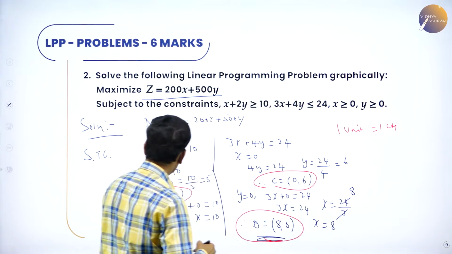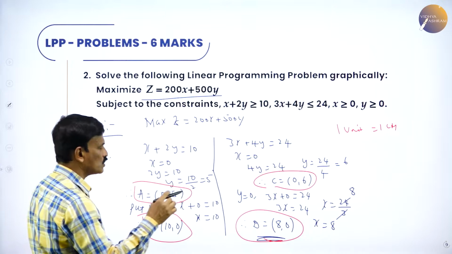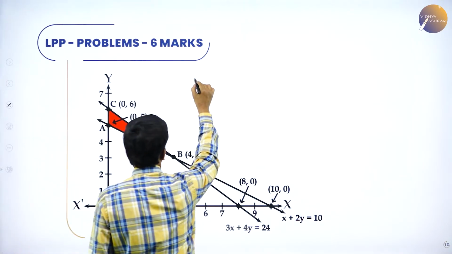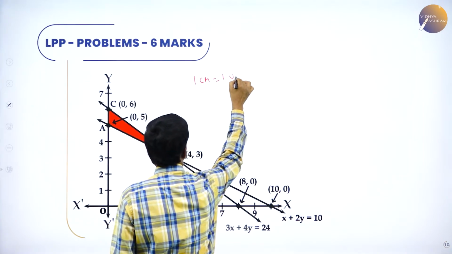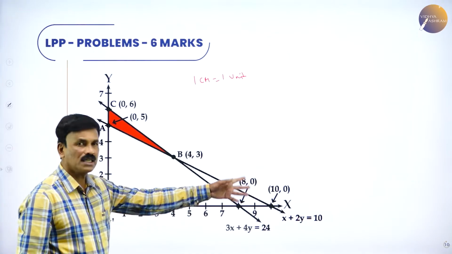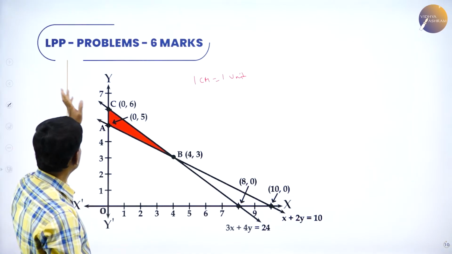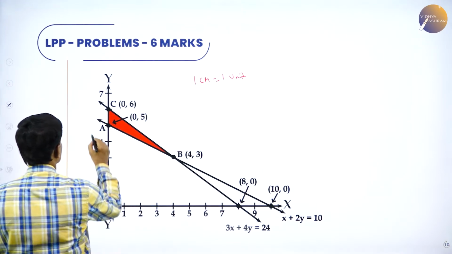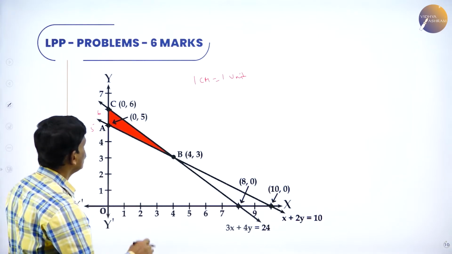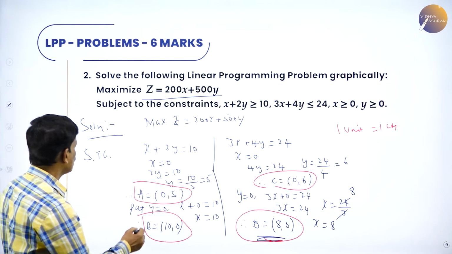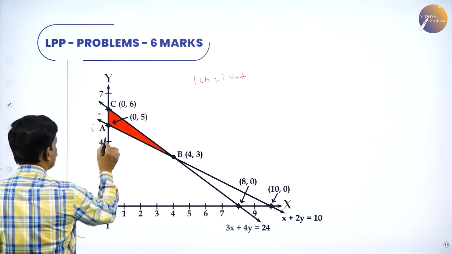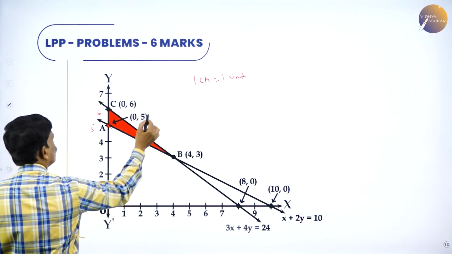Now, let us take the scale 1 centimeter equal to 1 unit. Here we mark 1, 2, 3, 4, 5, 6, 7, 8, 9, 10 on the x-axis, and similarly 1, 2, 3, 4, 5, 6, 7 on the y-axis. Now, let us find the first point, A, 0 comma 5. x is 0, y is 5. 1, 2, 3, 4, 5. This is A, 0 comma 5.